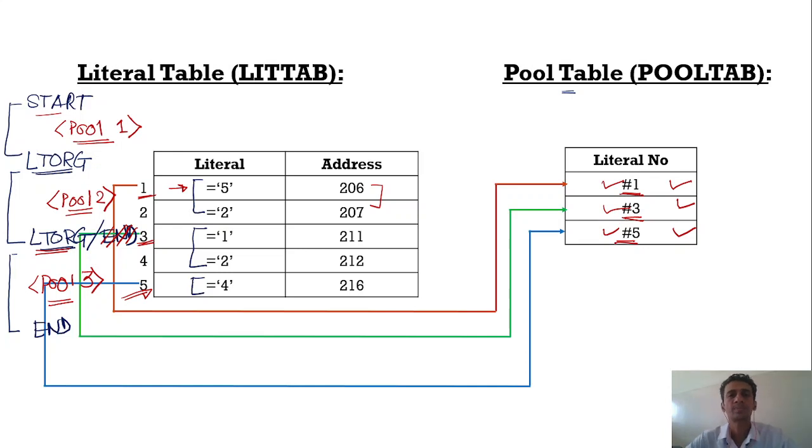I hope this example would be clear to everyone. In the next video we will learn another example, and we will try to perform pass 1 of a 2 pass assembler. Thank you.